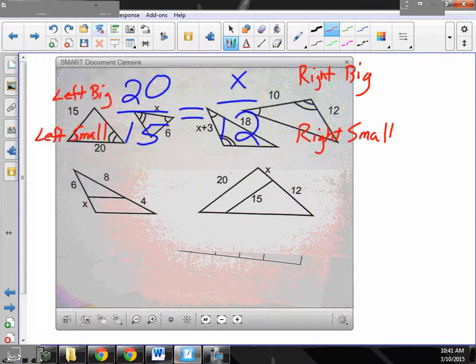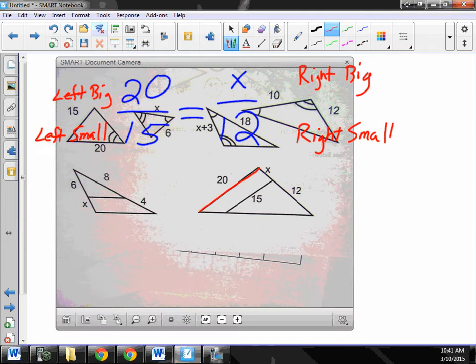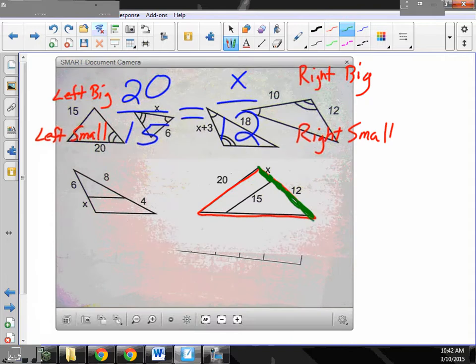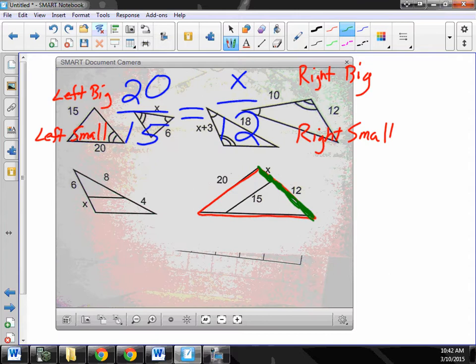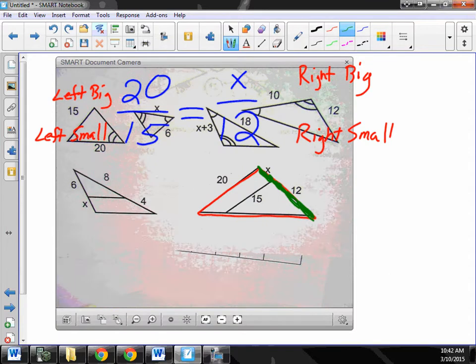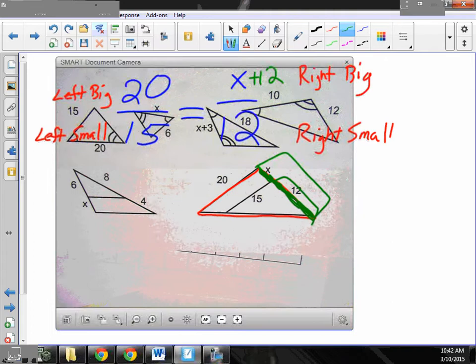Is x the right side of the big triangle? No. Here's the big triangle. So the right side of that triangle is this piece here. X plus 12 is what you need to use. So what you're doing is dividing this length by that length. And you can see 15 and 12 match up because we have left side and right side. And then 20 matches up with this big length, x plus 12.